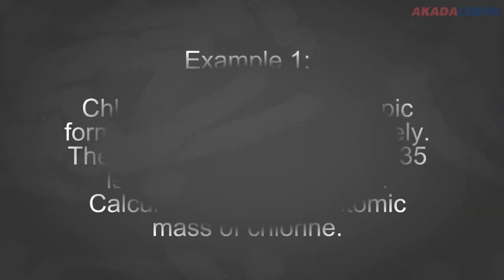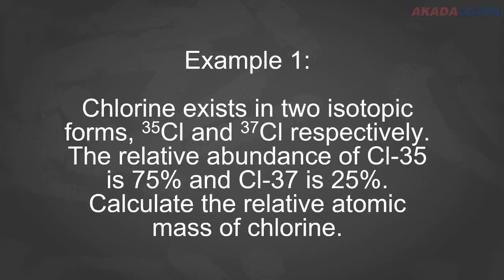So, let's take a quick example. Example 1. Chlorine exists in 2 isotopic forms, chlorine 35 and chlorine 37, respectively. The relative abundance of chlorine 35 is 75%, and that of chlorine 37 is 25%. Calculate the relative atomic mass of chlorine.